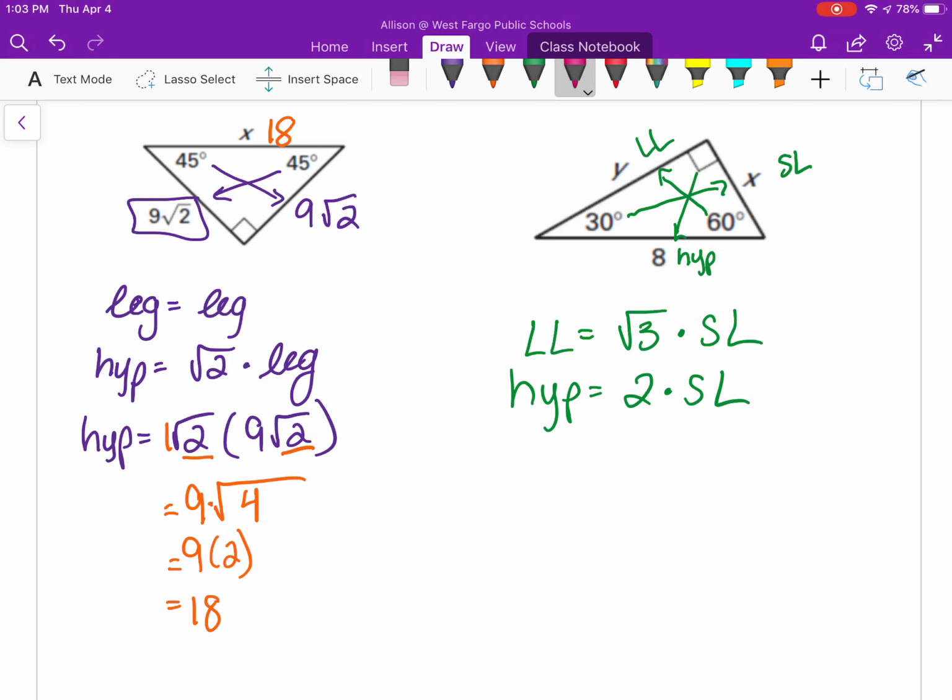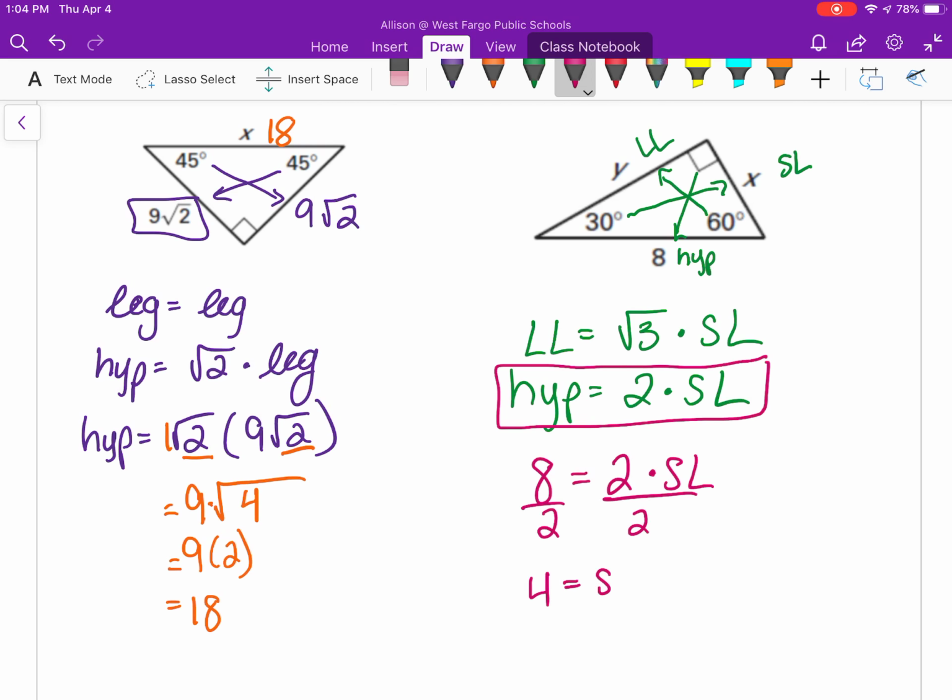So since we were given the hypotenuse, we're going to have to start with my second equation here. Plug in 8 for hypotenuse, and it's going to be 8 equals 2 times the short leg. So I know my short leg has to be 4 then. I can find it algebraically by dividing both sides by 2. So my short leg will be 4.